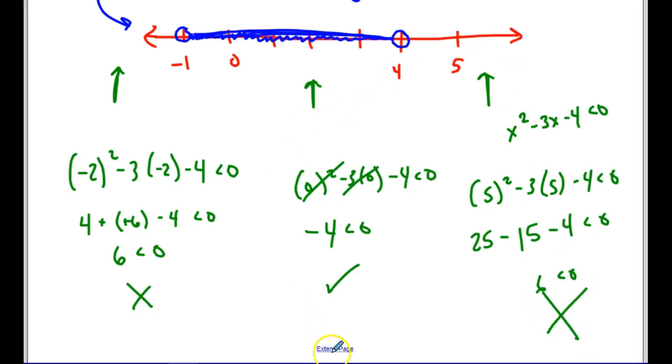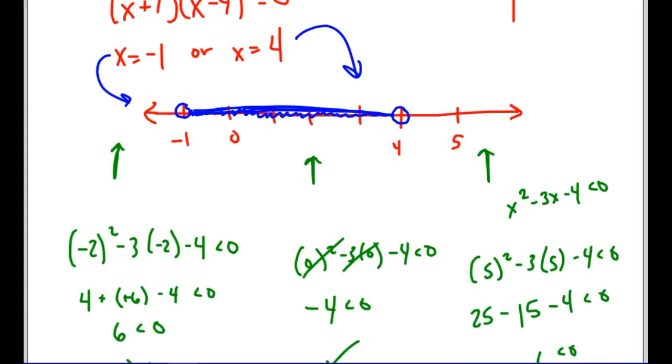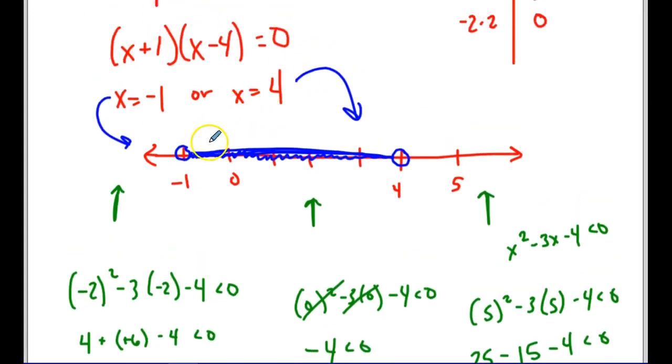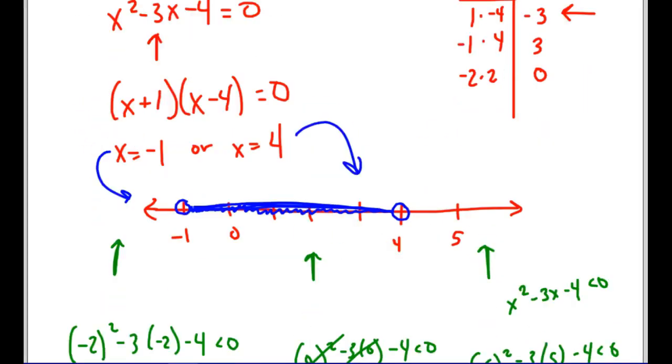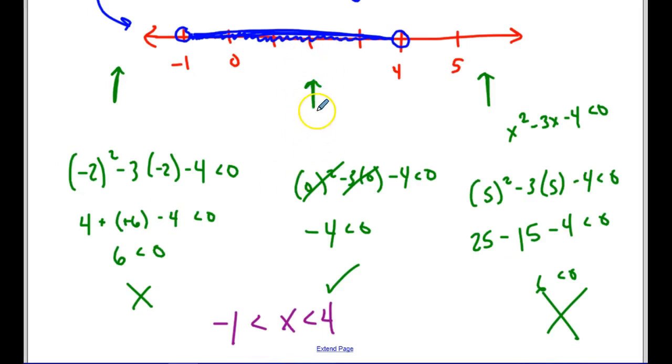So my final solution here, let's do this in purple. My final solution is -1 is less than x, which is less than 4, because this worked in between here. When I'm solving these algebraically, I have to find my 2 solutions by either factoring, quadratic formula, whatever. Find your 2 solutions, and then you need to actually test in between each piece to find your final answer, which in here ended up being the middle piece. So my final answer was -1 is less than x, which is less than 4.